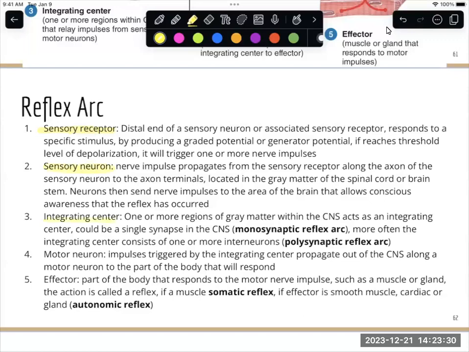It will connect with an interneuron. This interneuron is going to process this information and it'll connect to this motor neuron that is going to relay out a response. This motor neuron is going to send this information to an effector, which is usually some sort of skeletal muscle. Like for that patellar reflex, that skeletal muscle, that quadricep muscle, is going to contract, and that's what causes your knee to kick out.